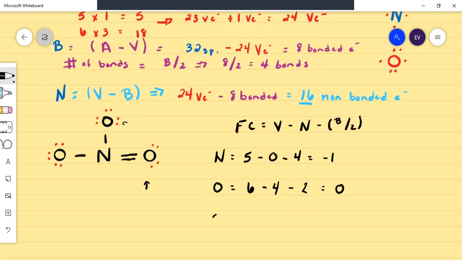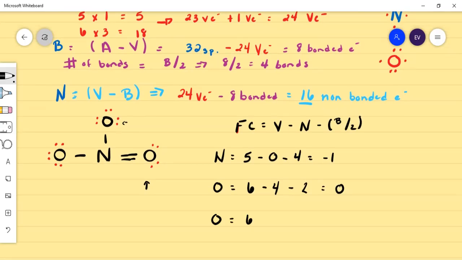Now, this oxygen over here is a little bit different. We're going to do 6 valence electrons minus 6 non-bonded electrons minus the number of bonds, which is 1. 6 minus 6 is 0, minus 1 gives -1. So this one has a -1 formal charge. The formal charges so far are -1, 0, -1. And since the two oxygens on the left are the same, we can assume the formal charge here is -1. You with me so far?